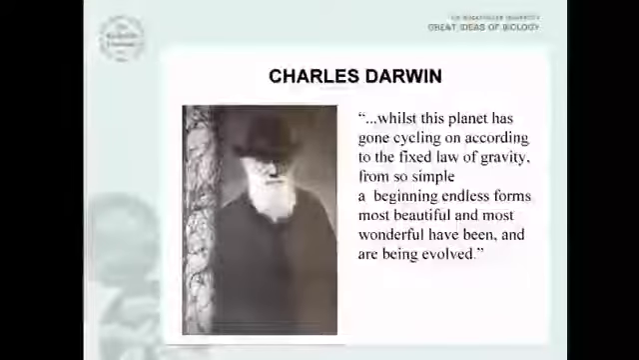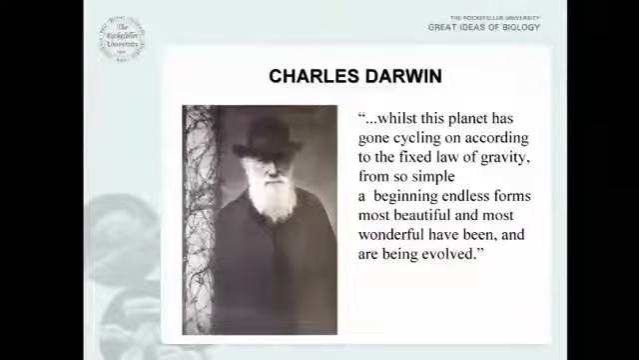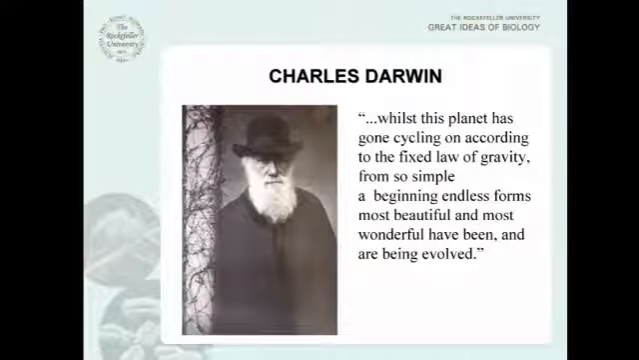Well, Charles became very famous. This is the iconic image we sort of have of him. And this is the last sentences in The Origin of Species, actually, which I love to read out, I have to say, because he's quite poetic. Whilst this planet has gone cycling on according to the fixed law of gravity, notice how he links himself with Isaac Newton, you know, quite different.